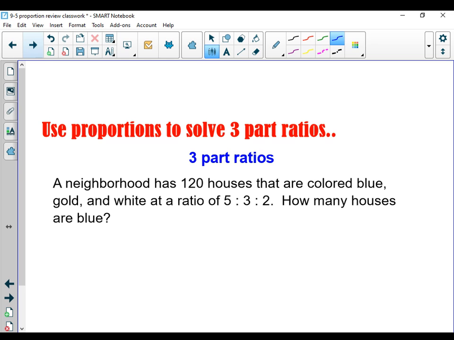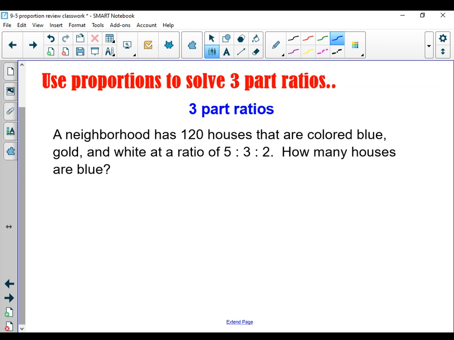Please. Ooh, 3-part ratios. I had the same problem 3 times on the notes. It was about trail mix. It's coming back to me. So, I'm going to set up not 2, but 3 ratios. I have a 5 blue, and a 3 gold, and a 2 white.